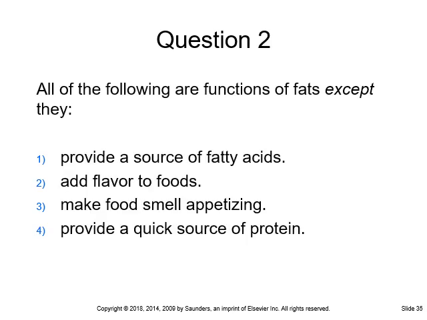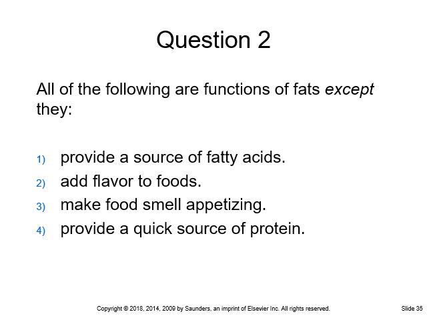Question 2. Please post your response to this question under the Shared Notes tab. All of the following are functions of fats, except: they provide a source of fatty acids, add flavors to food, make food smell appetizing, or provide a quick source of protein. Which one is not a function of fat here? The answer is 4.